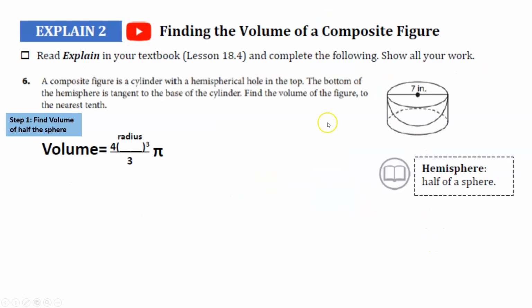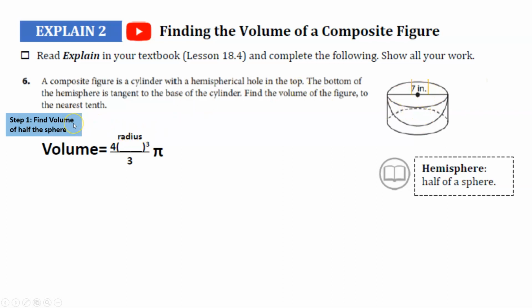Alright, now going into composite figures, essentially when we have two shapes creating one. And in this problem we have a composite figure as a cylinder with a hemispherical hole at the top. So essentially we're cutting a half-shaped ball out of this cylinder.